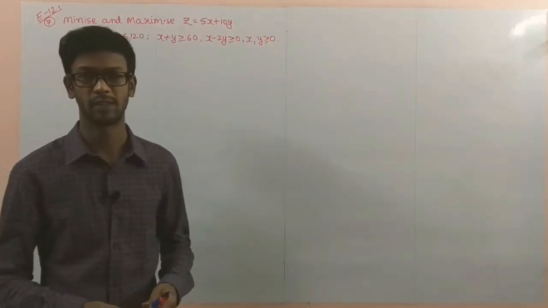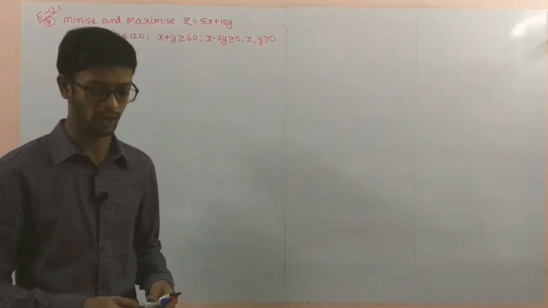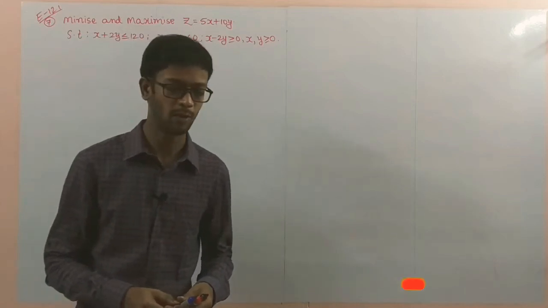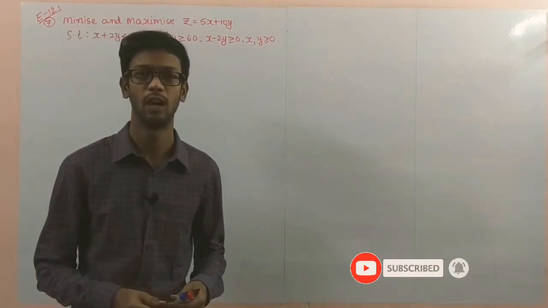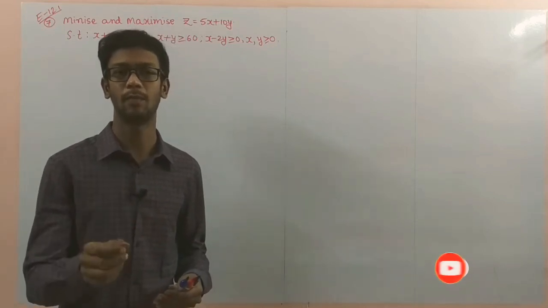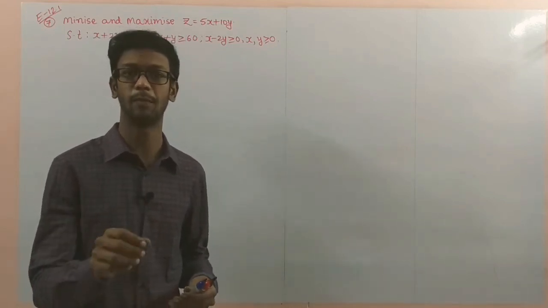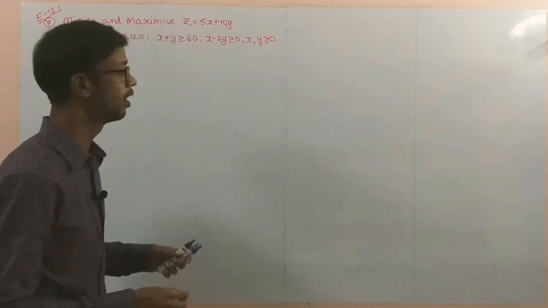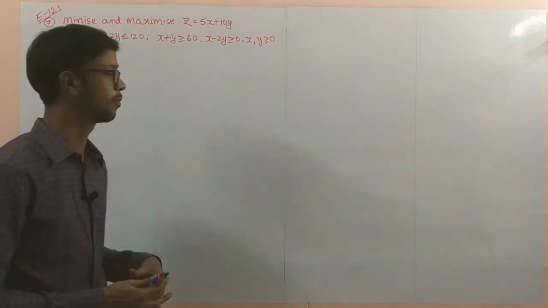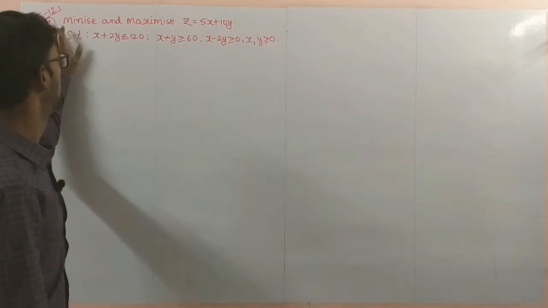Next, problem number 7 in exercise 12.1. In the previous problems we discussed in the last session, we only had two constraints, and we found either the maximum or the minimum, only one of them. So now onwards, you see problem number 7 here.